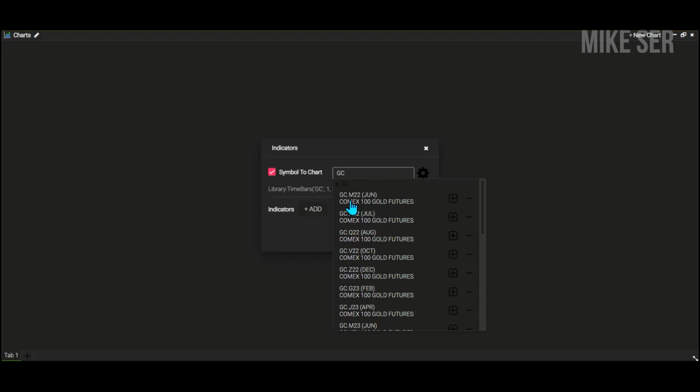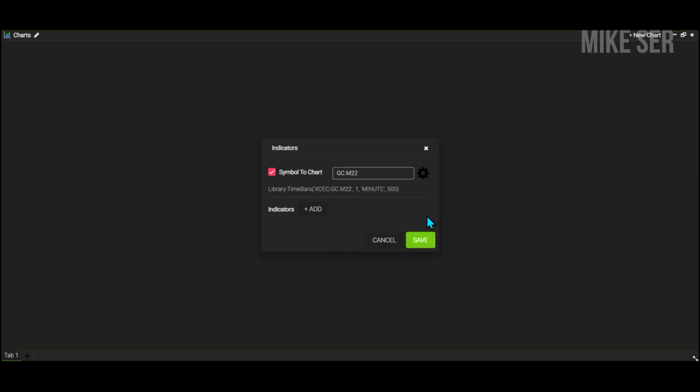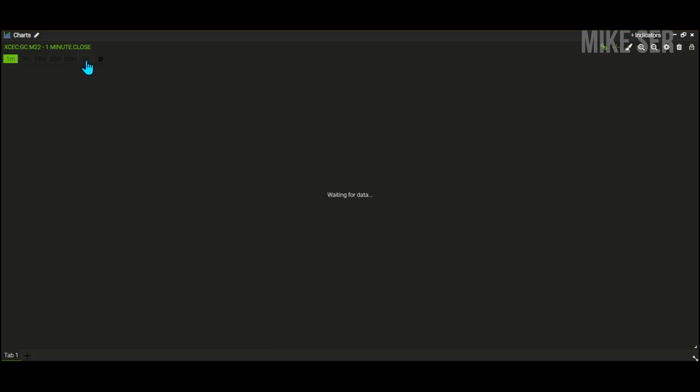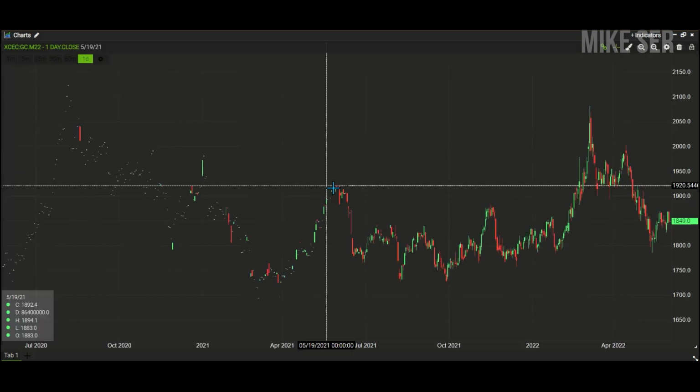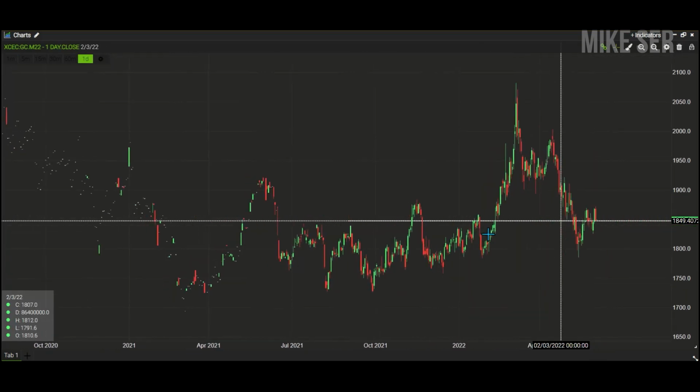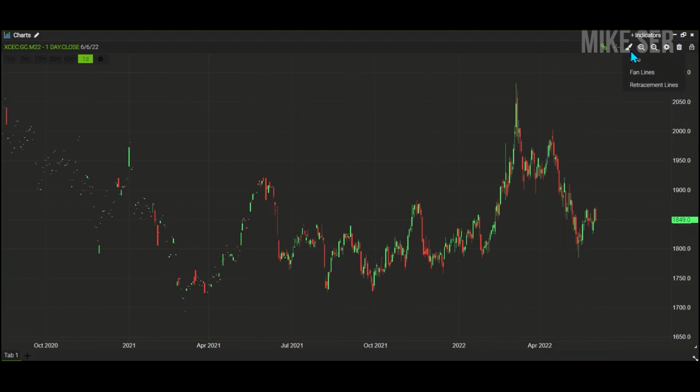You can see here, this is GCM22, which is the June COMEX 100 gold futures contract. So this is the closest month. So let's add this one, save here, and let's start off with a daily chart. All right, so what I'm going to do first is I'm going to draw some trend lines to determine what the trend of gold is.